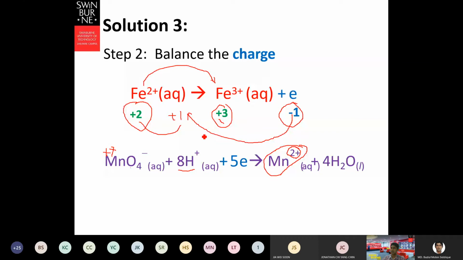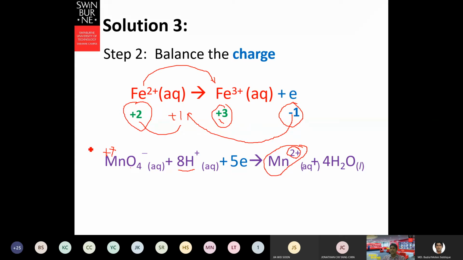I mean, it is taking up electrons. 5 electrons are being taken up, only then it is producing +2. That means it is being reduced. All right, the manganese is being reduced in this case.